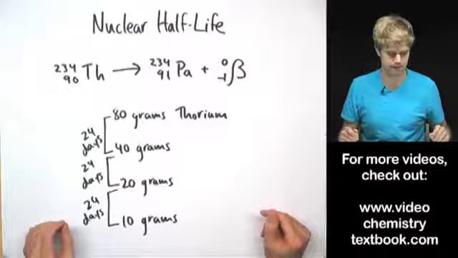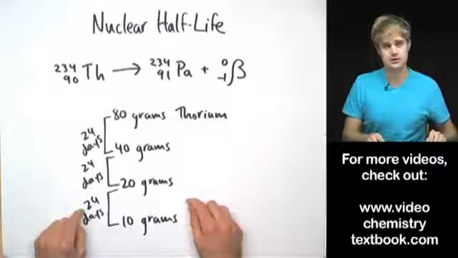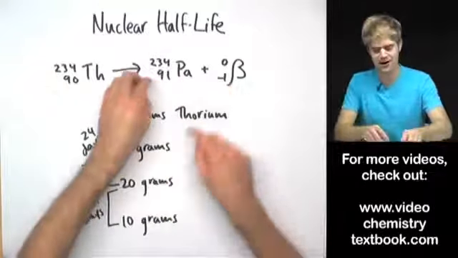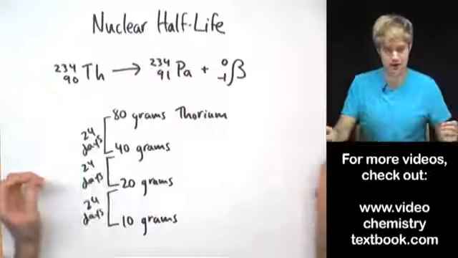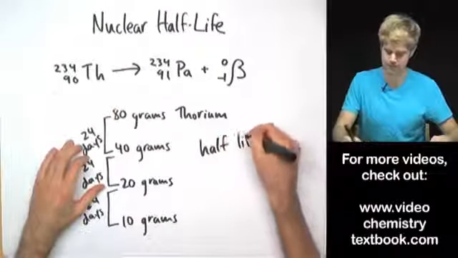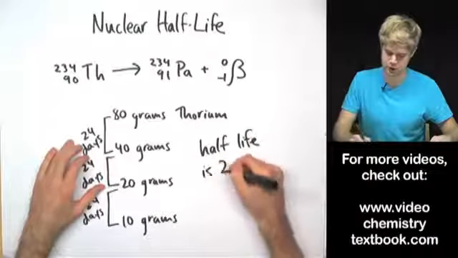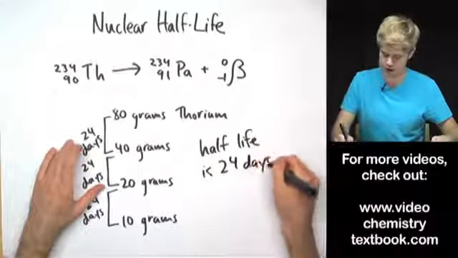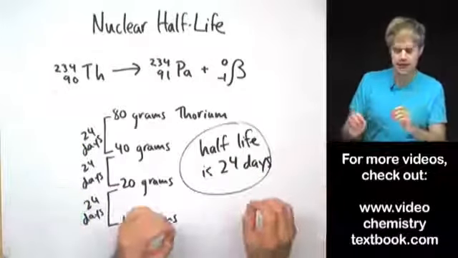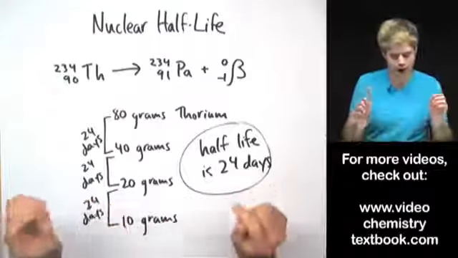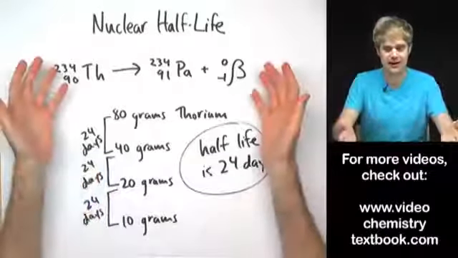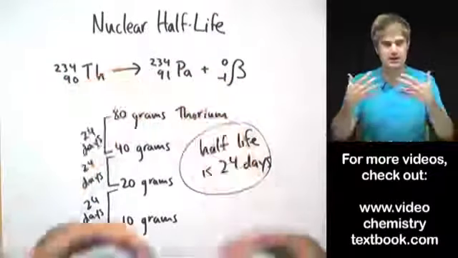So here's the thing. Every 24 days, the amount of thorium that we have gets cut in half because the other half becomes protactinium. So we'd say that for this reaction, the half-life is 24 days. So half-life is the time that it takes for half of a certain amount of thorium to decay, to turn into protactinium, to disappear. Okay?